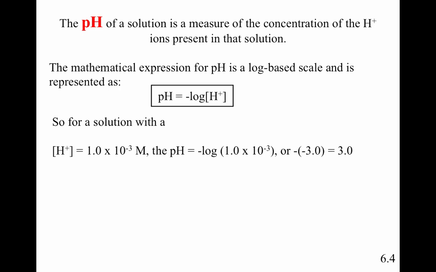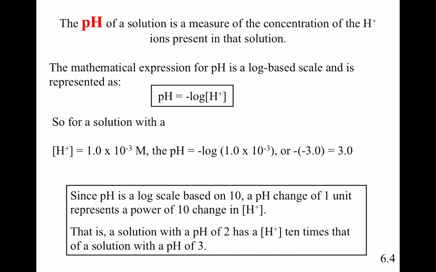So for a solution with a hydronium concentration of 1 times 10 to the minus third, knowing our log relationships, the pH is negative log of 1 times 10 to the minus third, or negative negative 3, or 3. So the pH of this solution is 3.